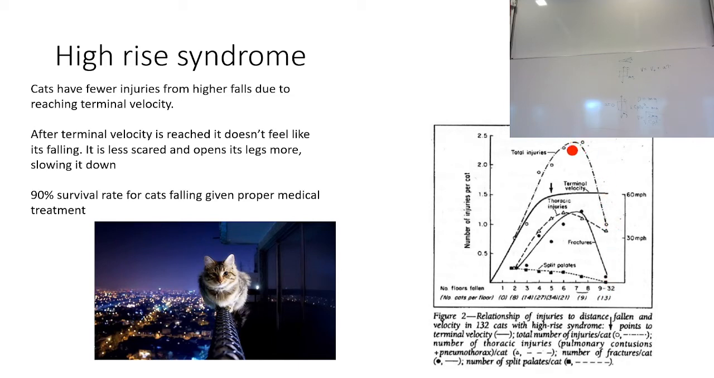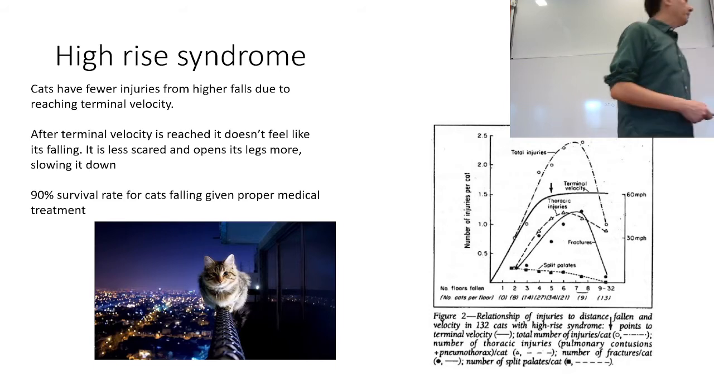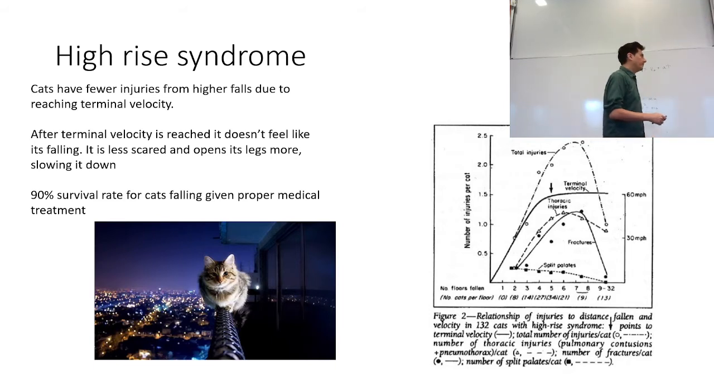The worst is maybe around 6, 7, 8. These are fractures. Fractures go down. Okay, I don't know, but anyway, the message is that the number of injuries seems to go down at some point. Okay, so anyway, terminal velocity effect.